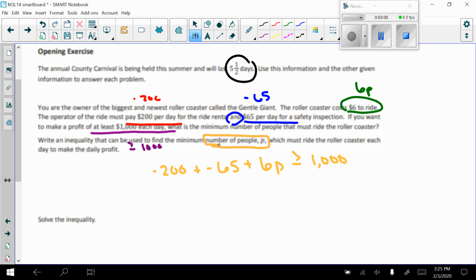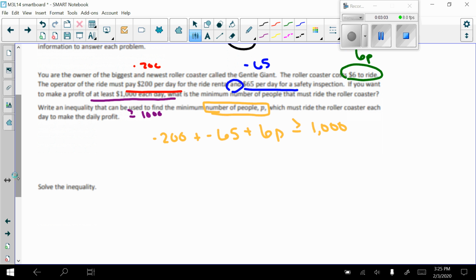All right, so when we solve equations, the first step that I have taught you is to distribute and combine. We know in this problem we have some combining to do. So negative 265 plus 6p is greater than or equal to $1,000. So there's a total expense each day of $265. And they want to make $1,000 or more every day. So how many people must ride for that to happen? All right, so negative 265. Actually, how about you pause the video and try to solve this yourself?